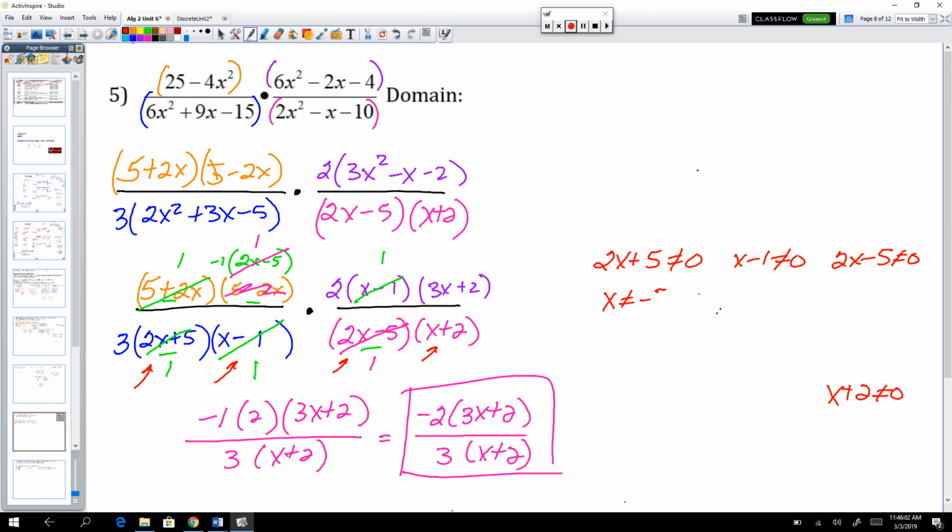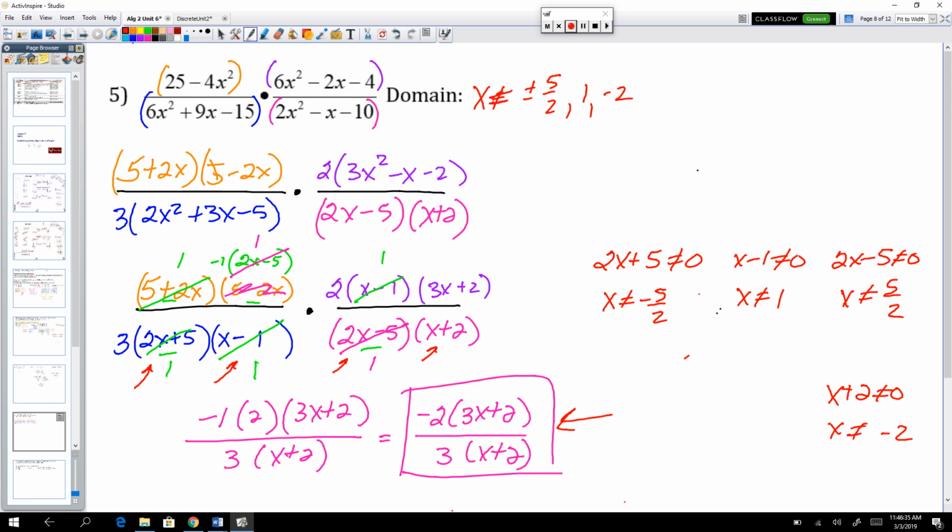Therefore, x cannot equal negative 5 halves, x cannot equal 1, x cannot equal positive 5 halves, and x cannot equal -2. So my domain, I will state, is x cannot equal positive and negative 5/2, 1, and -2. And this right here is our simplified form of that multiplication problem.